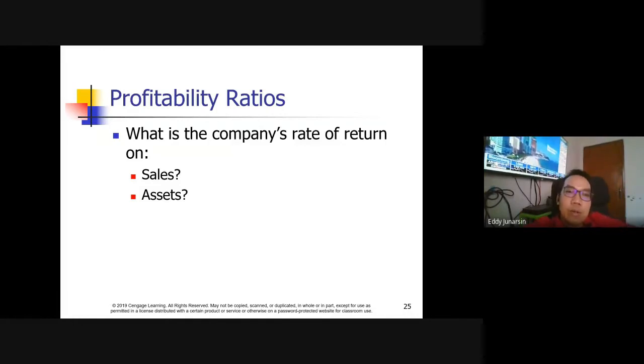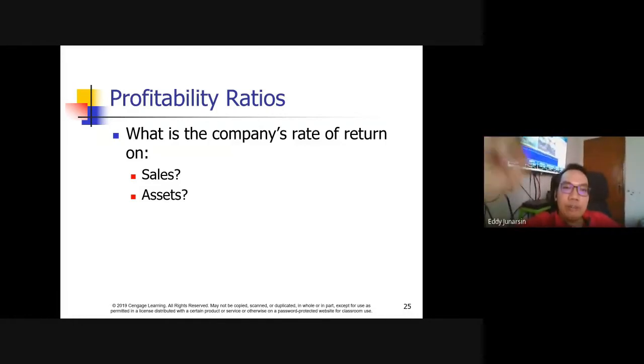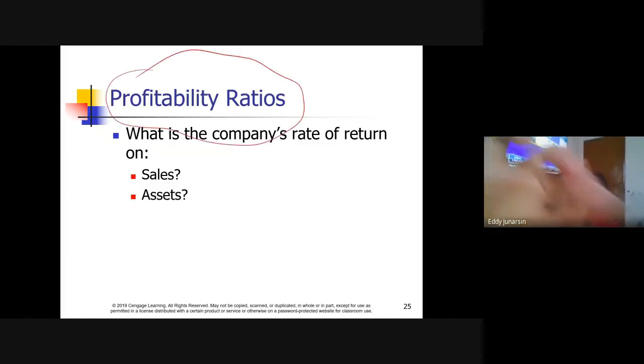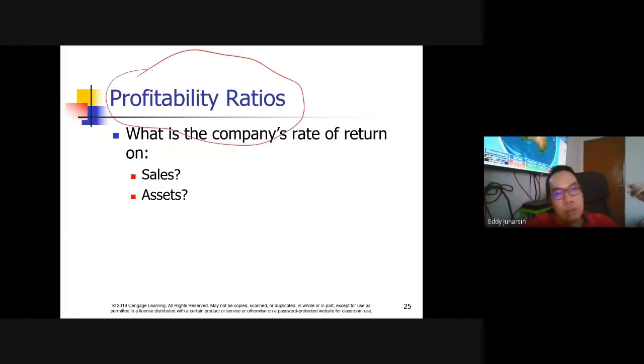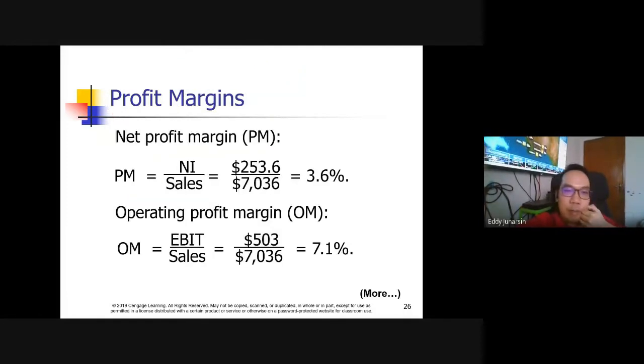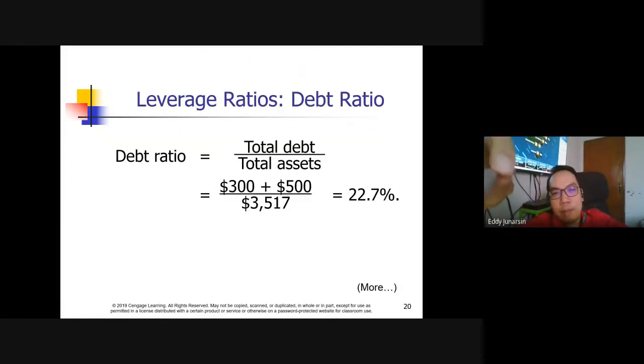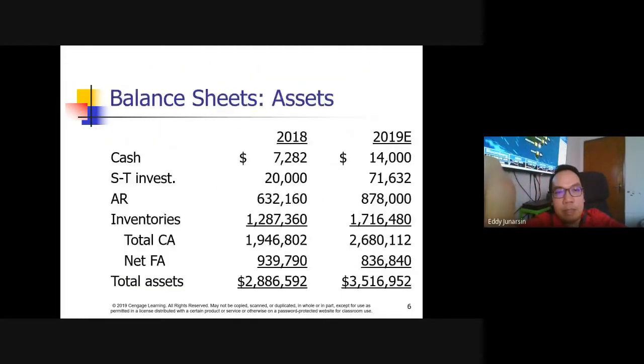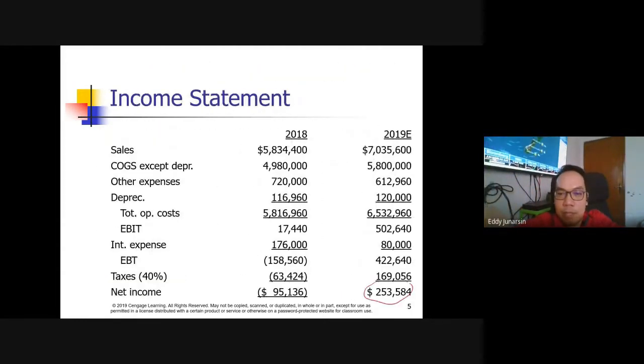Okay, so the next ratio, this is the famous category, profitability ratios, and it's very easy to guess. How strong is the firm's capability of generating or earning profit? That's why we call it profitability ratios. And we have a famous ratio like profit margin, the net profit margin. Profit margin is the net income divided by sales. So the bottom of the income statement divided by the top of the statement.